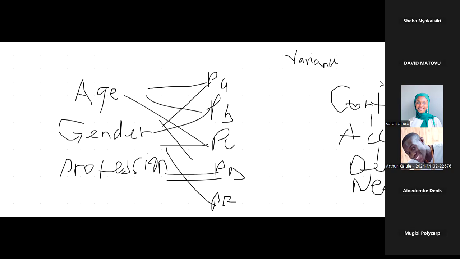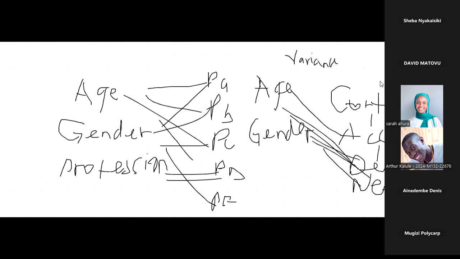Now, when we talk about variance, when you pick all their data and you see in terms of age, what data will you pick in terms of access? Then in terms of gender, what is the significant difference in terms of gender and access of a device and network? In terms of profession, what is the difference in terms of access to device and network?